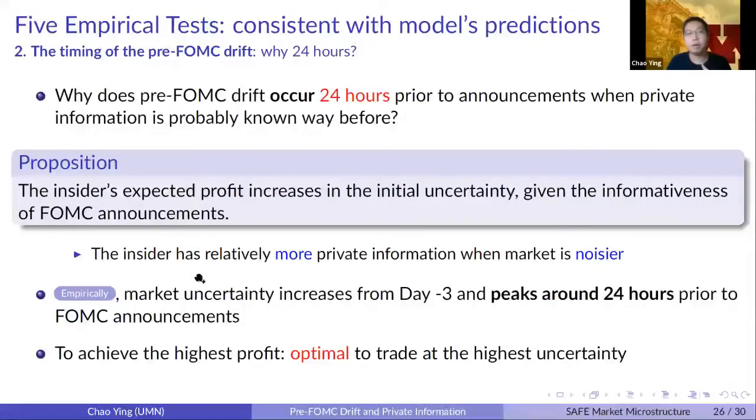So my paper also explains the timing of the pre-announcement drift. That is one important feature of the pre-announcement puzzle.